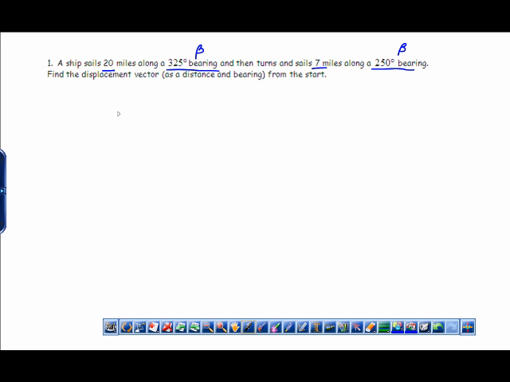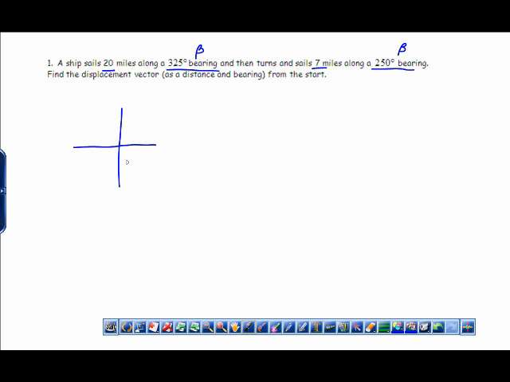Now let me show you without converting between theta and beta. You may be thinking, well, isn't there an easier way to do this? Well, let me show you what you're left with. Without converting to theta, you'd start here at 0, 0, and you'd think, okay, I'm going to sail 20 miles along a 325 degree bearing.